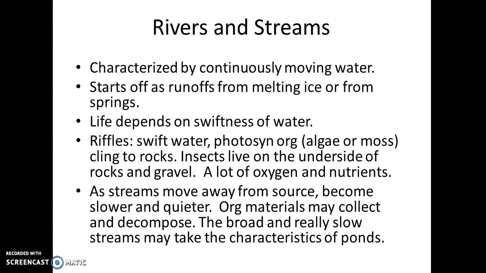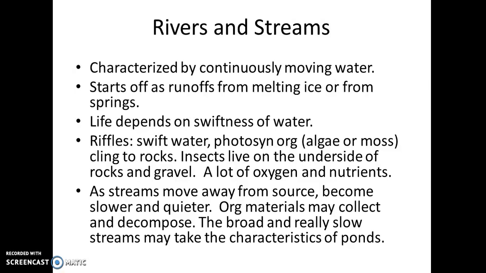Rivers and streams are characterized by continuously moving water. So you start off as runoff from melting ice or from springs, and life in the water depends on the swiftness of the water. Riffles, which are really swift water, we have photosynthetic organisms like algae or moss that cling to rocks, and insects that live on the underside of rocks or gravel. Now, there's a lot of oxygen and nutrients, but it's really tough to be there if the water's moving too fast.